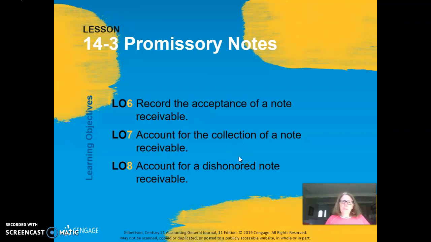Welcome back to Chapter 14. We are going to talk about promissory notes. And you may wonder what those are because we've never talked about them.